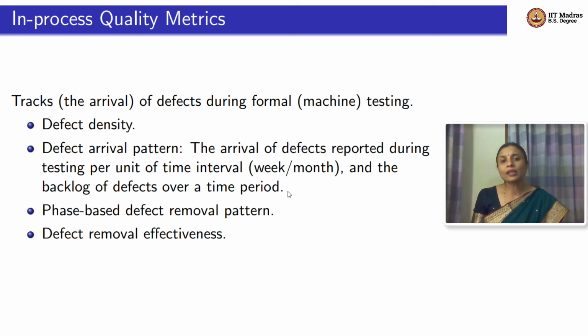Then phase-based defect removal pattern. Sometimes, how many defects were found in a week and what percentage of that were removed in that week or subsequent weeks. How many defects were found in a month and what percentage of that was rectified in that month and subsequent months. Phase-wise, we talk about the pattern of removal of defects and how effective removal of defects was, in terms of quick, time consuming, not time consuming, and so on.